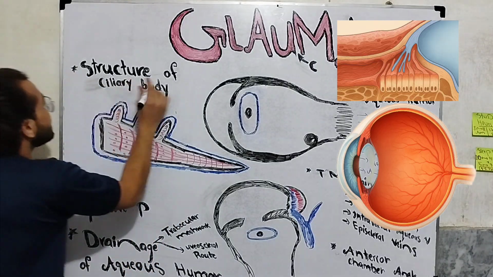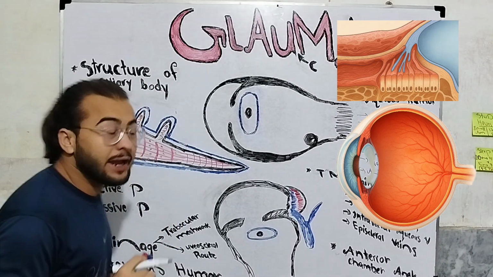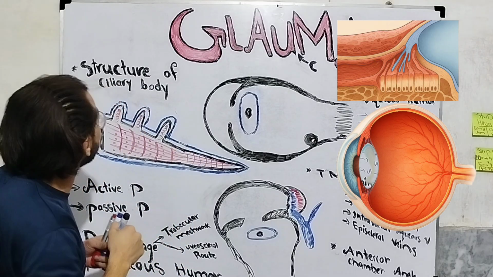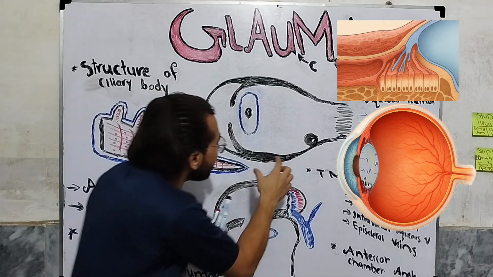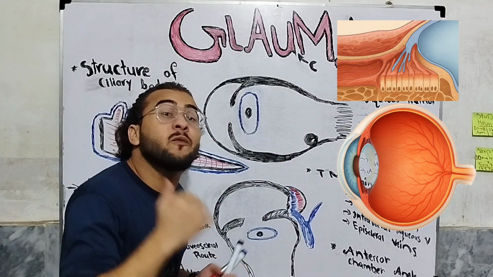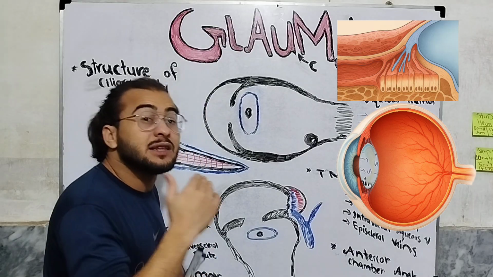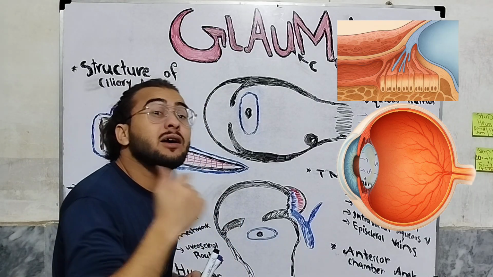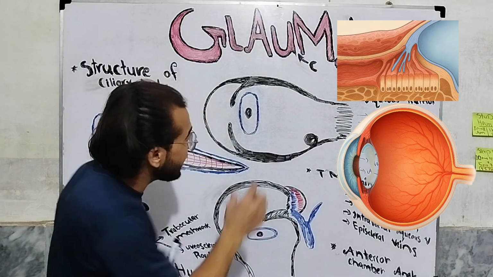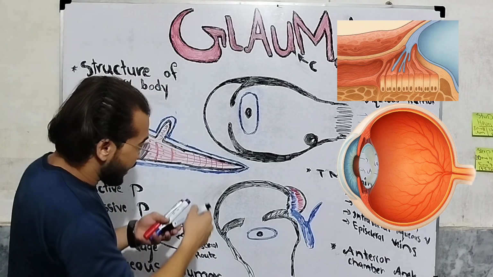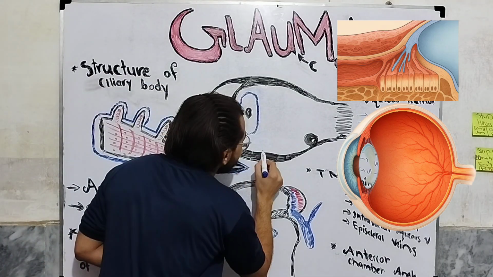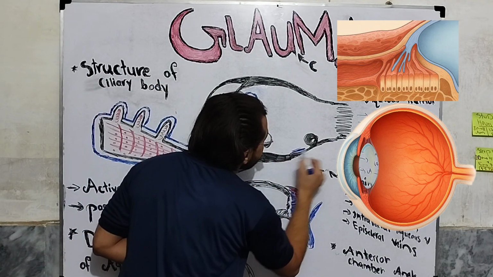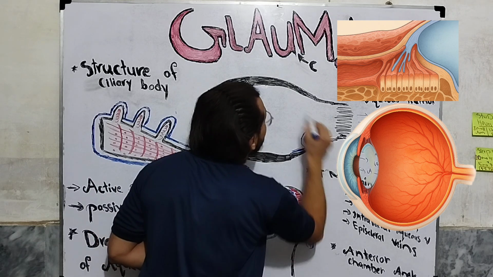This is the ciliary body. The ciliary body is the anterior portion of the middle layer of the eye, which is called the choroid or uveal layer. It is the anterior part. This is the retina.